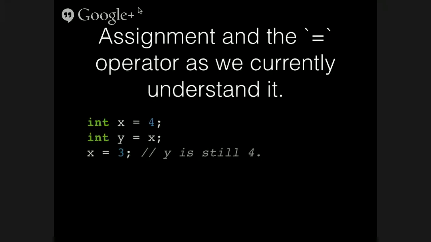All right. Now, this is the big thing for FRP in Reactive Cocoa. The way you think about assignment is totally different. So this is assignment in an imperative language, how you currently understand it. You have an int x, you say x is 4, you say y is equal to x, and then you say x is 3, but y is still 4. This is probably how you work in any regular language. This is not how it works in FRP, in Reactive Cocoa.